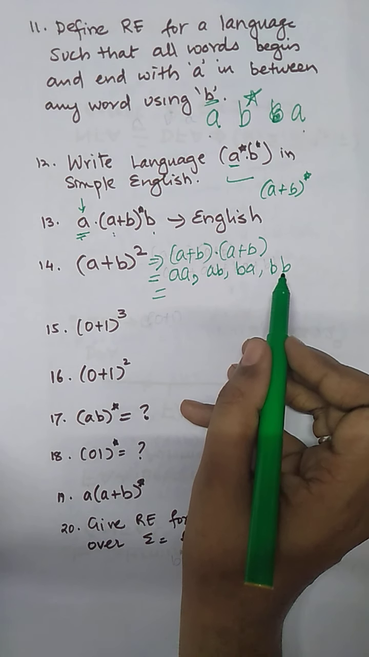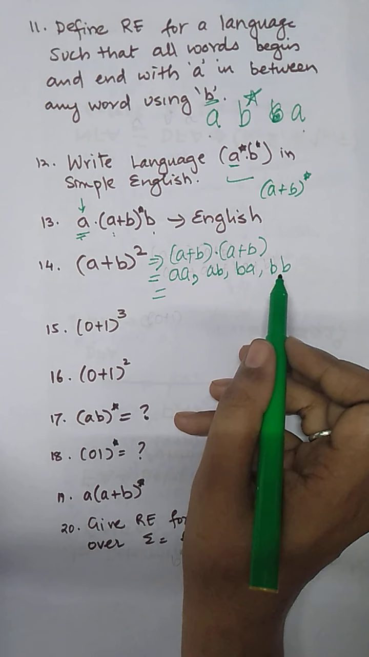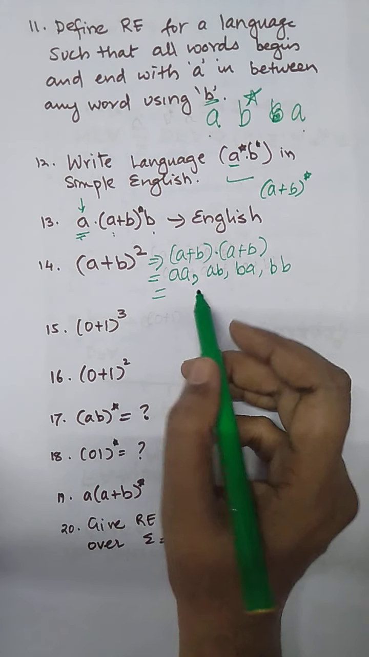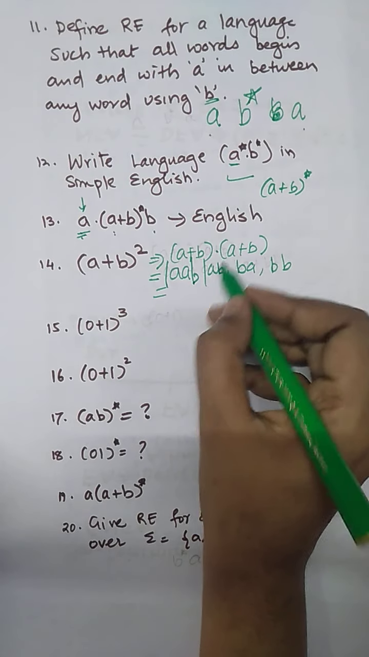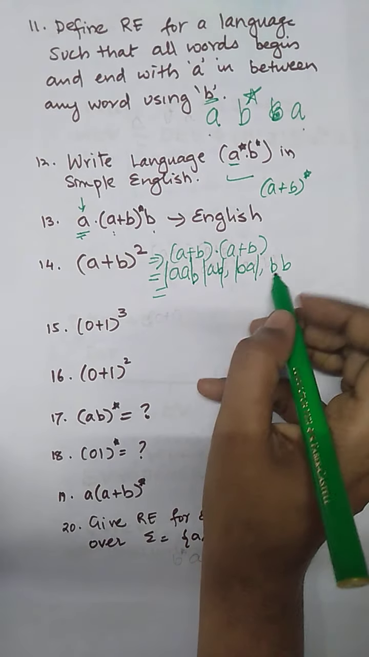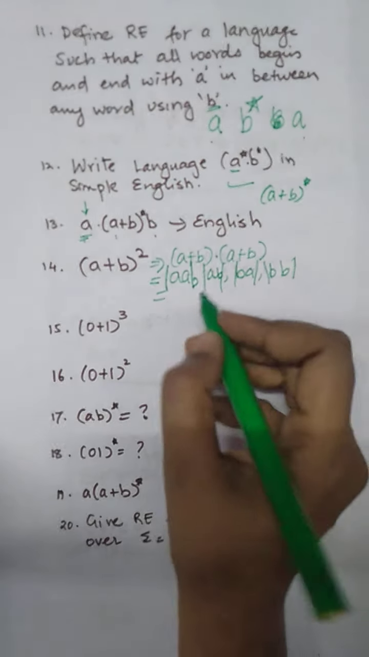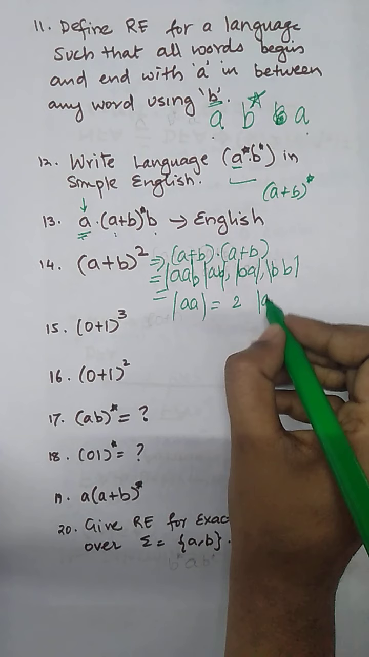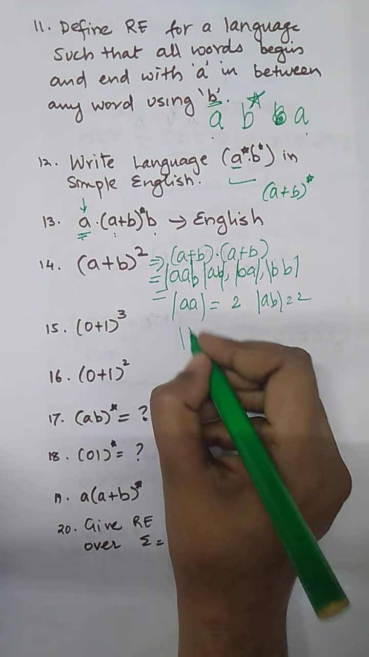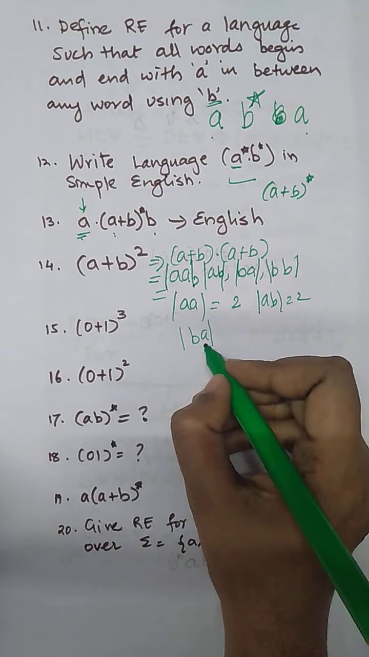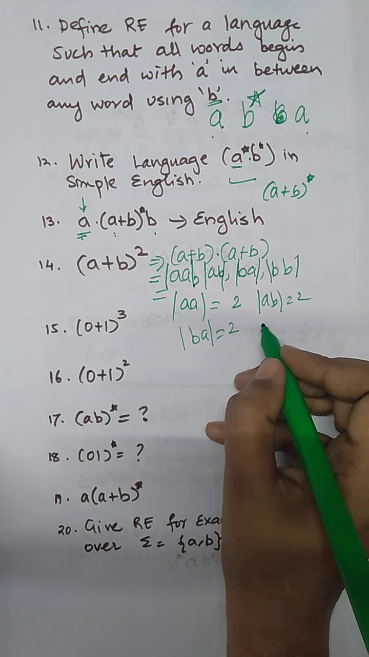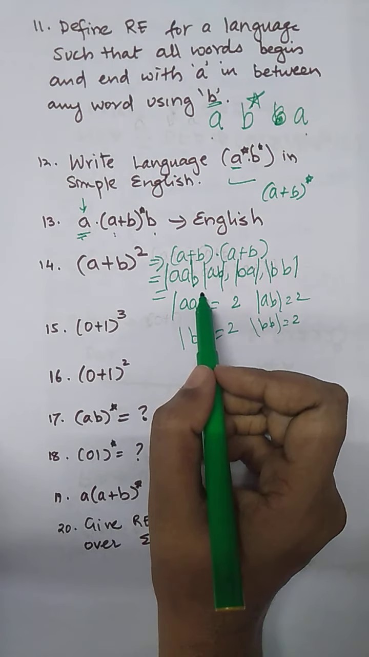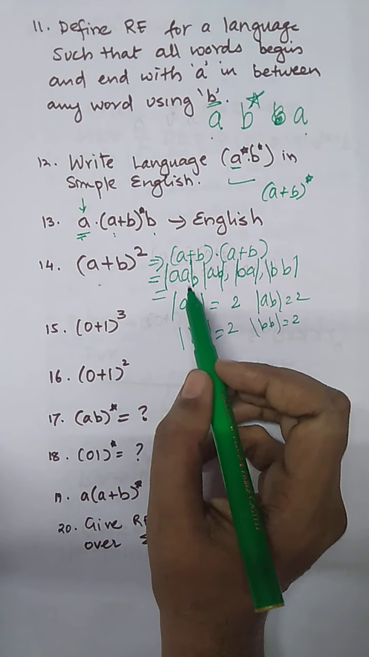Whether a is present in all the strings? No. Whether b is present in all the strings? No. So what is the common thing present in all the strings? The common thing is the size of the string, that is represented by the modulus operator. So the size of aa is 2, ab is 2, the length of ba is also 2, the length of bb is also 2. So what is common in all the strings is that all the strings have length 2.